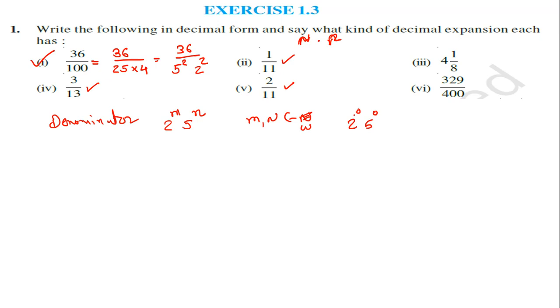See, 11 we cannot write in powers of 2 and 5, because 11 is a prime number. 2 power will not come, 5 power will not come. So this is non-terminating repeating. Now see here, if you check the denominator, 4 eights are 32 plus 1, 33. Okay, here 33 will come.